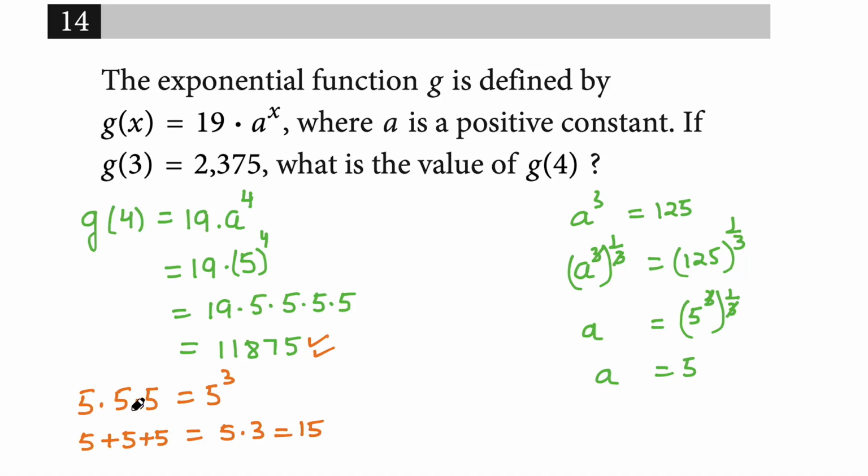But if you are multiplying 5 multiple times, how many times? That will be raised as a power. So here 5 is multiplied 3 times. So that will be written as 5 cube or 125. Here it is multiplied 4 times because it's 5 to the power 4. So I hope you get this concept also.